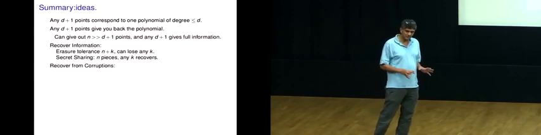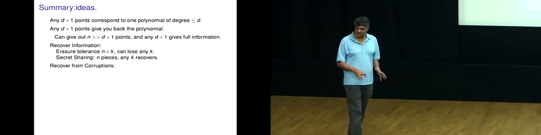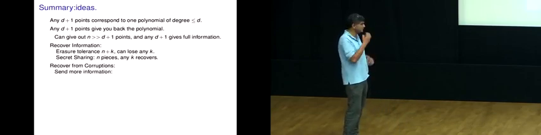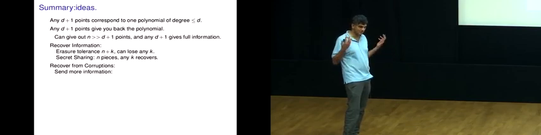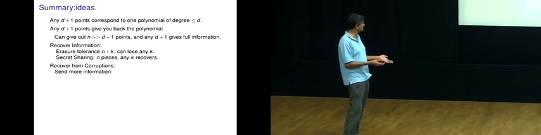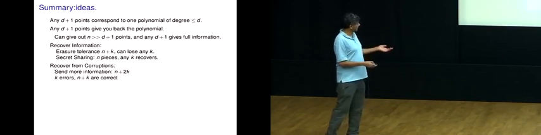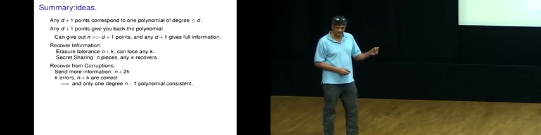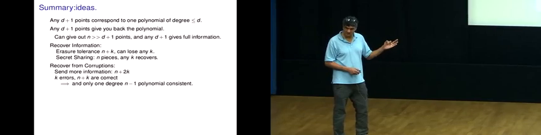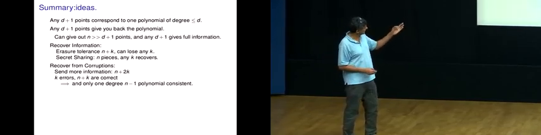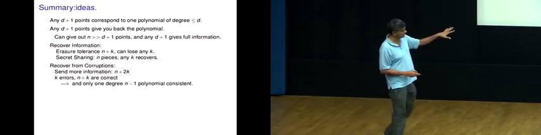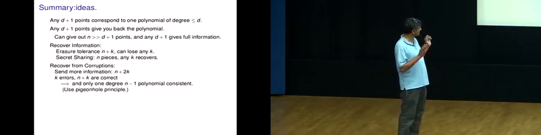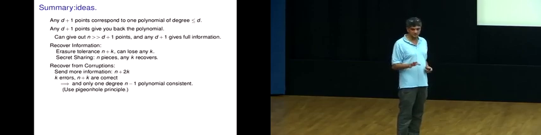Now for corruptions. What's the idea in corruption? What makes all this work? We send more information. We have to send more information because now you have to figure out where the corruptions are, right? That's this information theory. With k errors, n plus k are correct. There's only one degree polynomial, so we made two arguments here. I'm just reviewing what arguments we made so you understand what was done. Only one degree n minus 1 polynomial is consistent with n plus k points, and that uses the pigeonhole principle to say any two polynomials must overlap in n points.